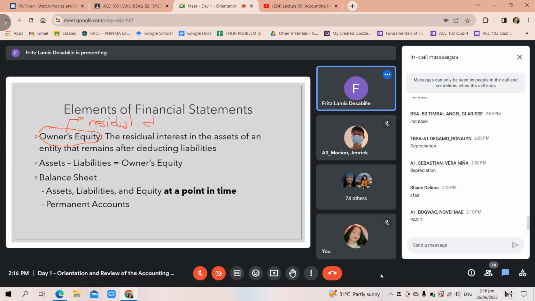Residual definition. Just take note of that. I'll share this one with you later. Residual definition.